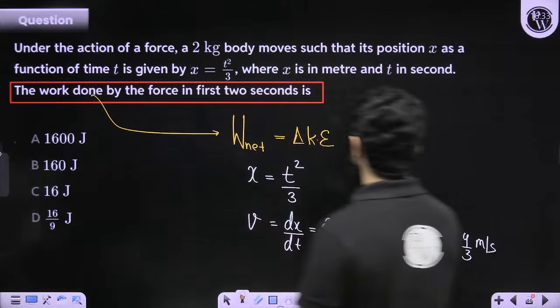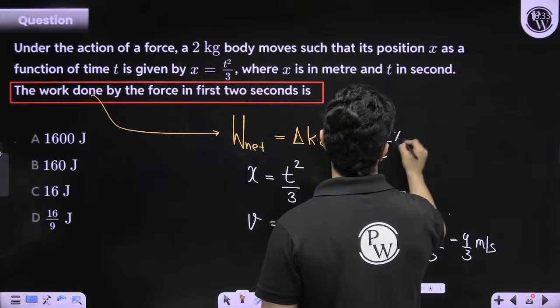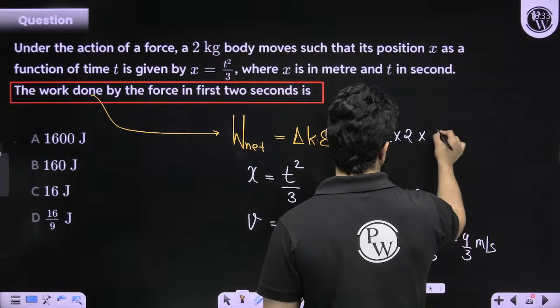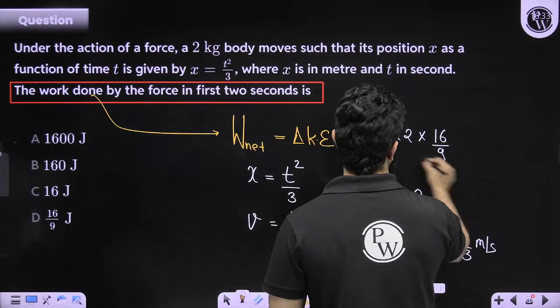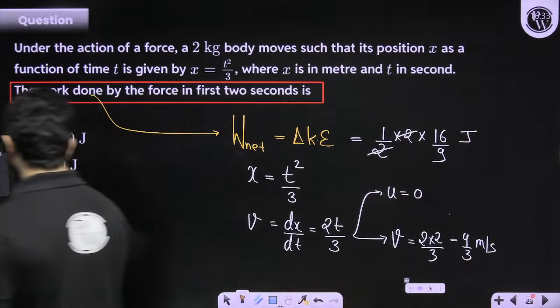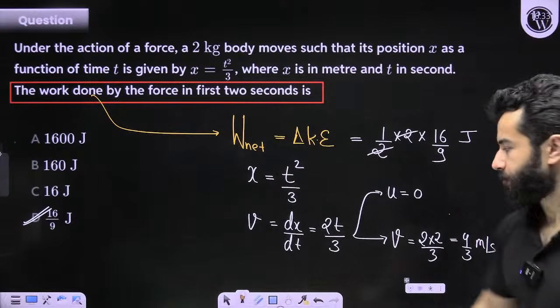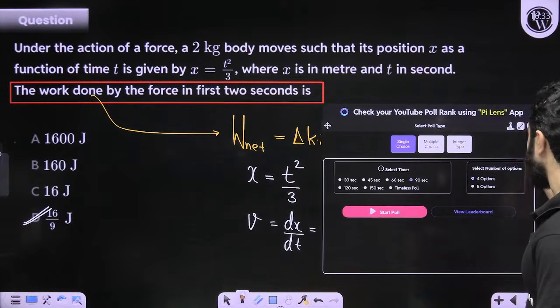So the change in kinetic energy will be half m v square, which is 16 by 9. So 16 by 9 joule is the correct answer. D is correct. Alright, D is absolutely correct.